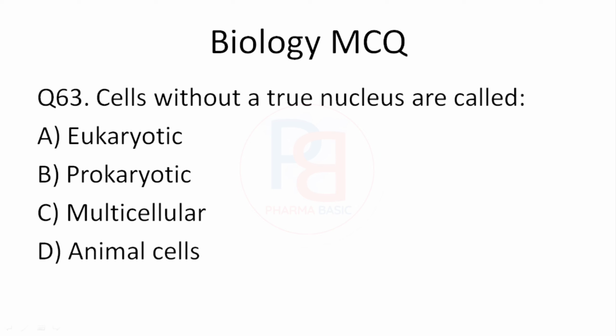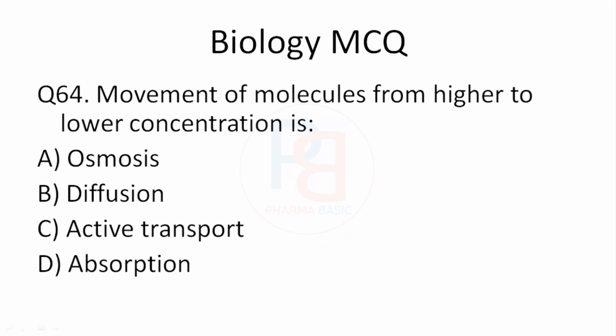Cells without a true nucleus are called prokaryotic. If the nucleus is there, it is eukaryotic. If the nucleus is not there, it is prokaryotic. Option B. Movement of molecules from higher to lower concentration is called diffusion. Option B.